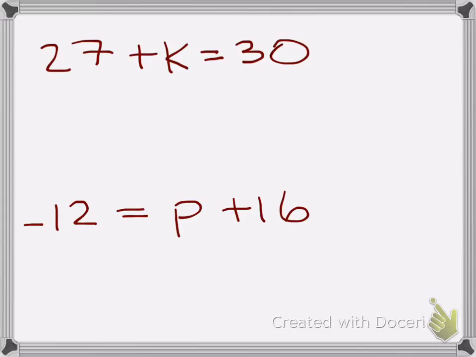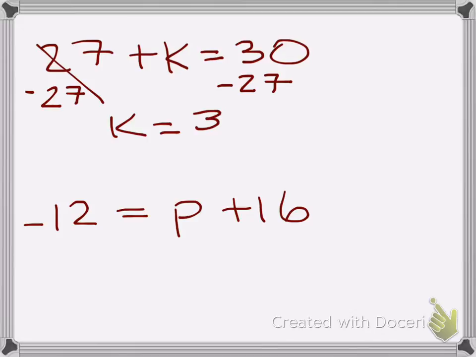These are using the subtraction property of equality. So in order to solve, we would need to subtract 27. And we do that because 27 is positive. So to be able to cancel it on one side, and when I mean cancel, I mean make it 0 on one side, I need to do the opposite. So that's why I subtract. So k would be 30 minus 27, which is 3.